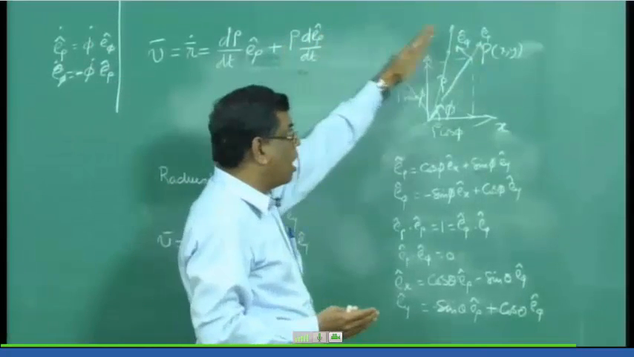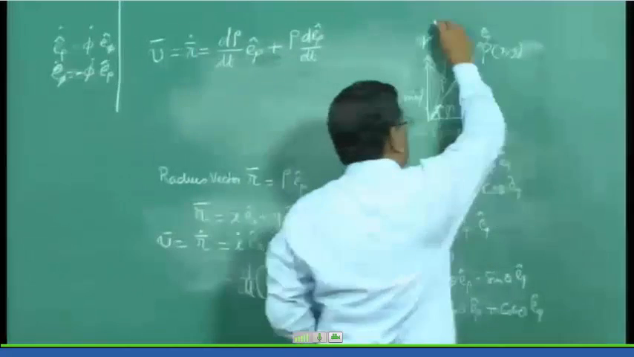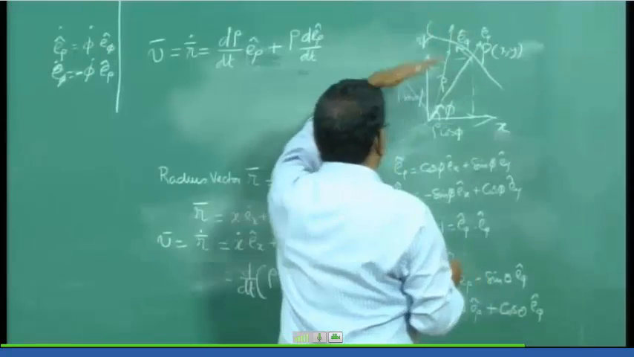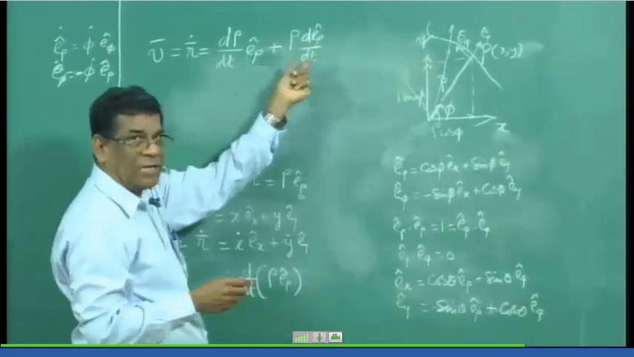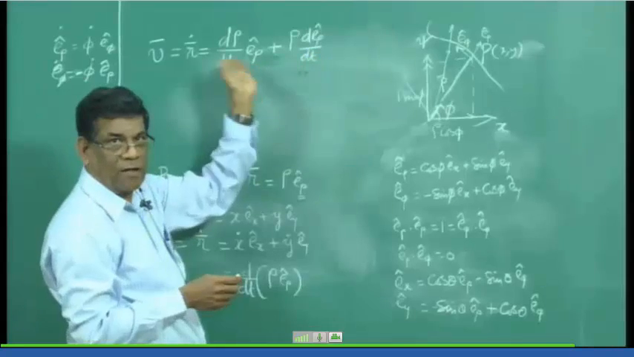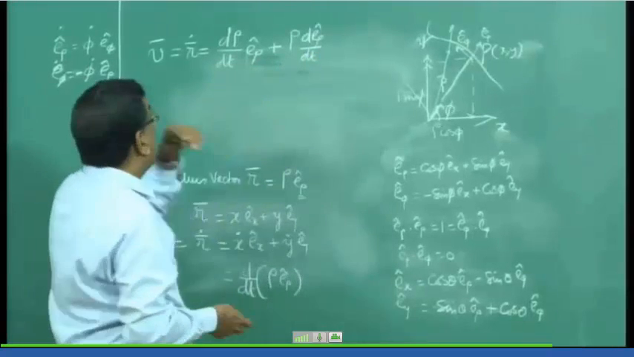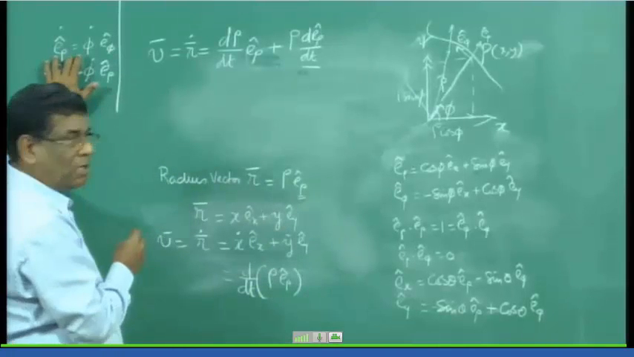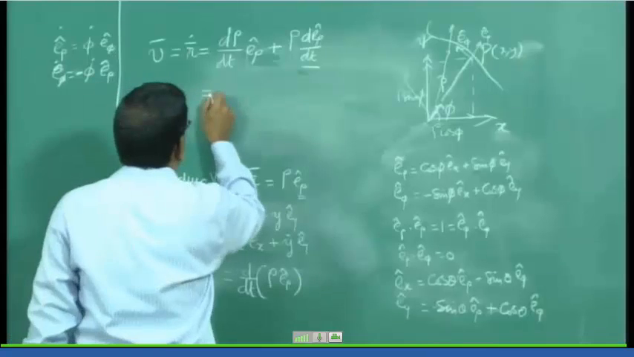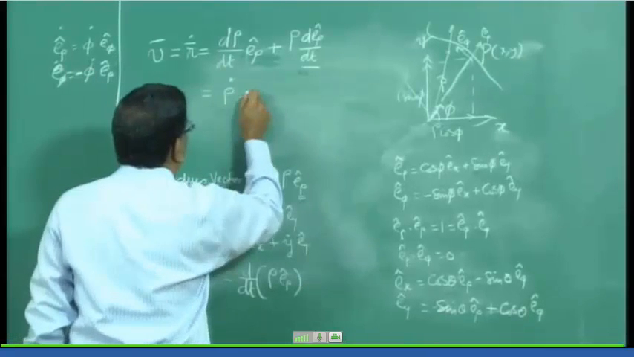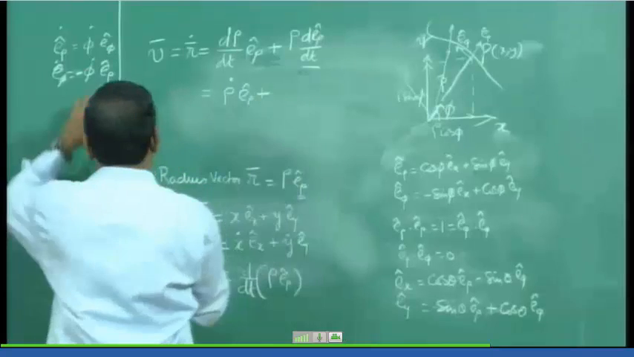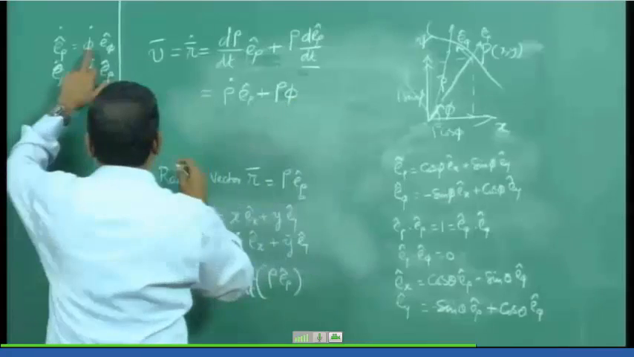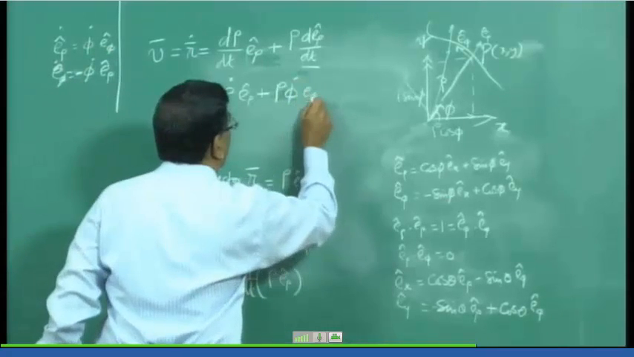If the object is moving in some direction like that, at every point the e rho changes. So I have to find the rate of change of e rho also to get the full information about the velocity. And d e rho by dt is nothing but e rho dot, and that is phi dot e phi. So I can substitute that. This I will put as rho dot e rho plus rho phi dot e phi.